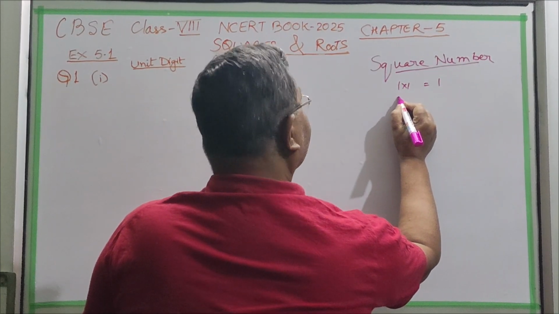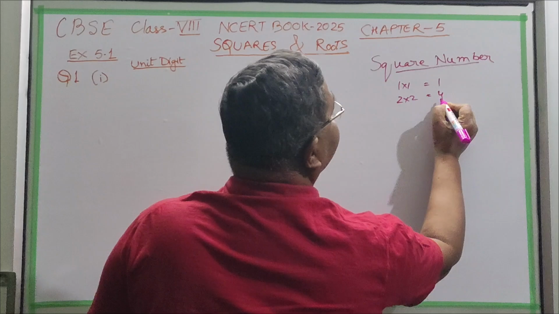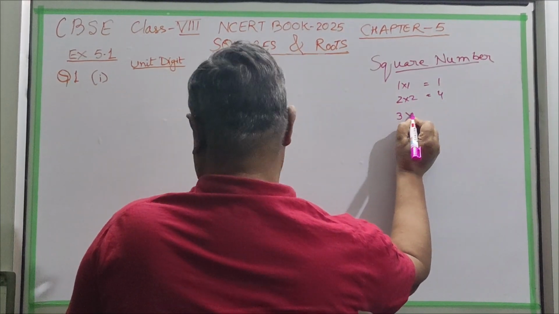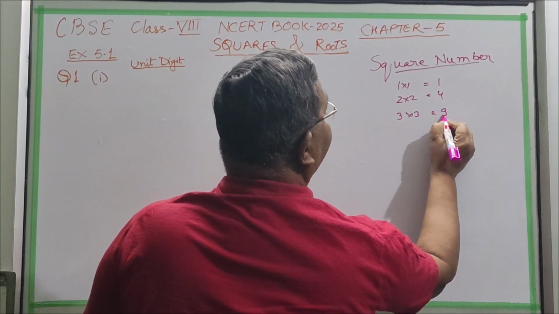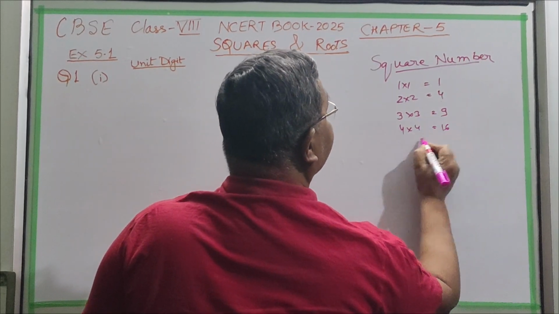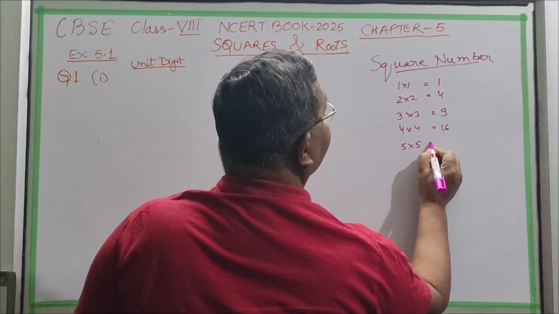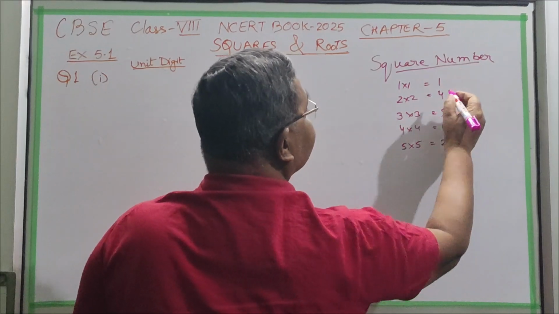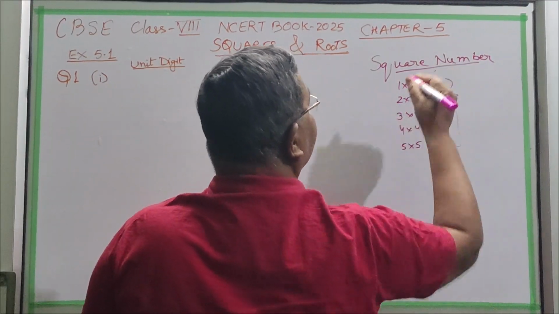1 is a square number. Then 2 into 2 is 4, it is a square number. Then 3 into 3 equal to 9. 4 into 4 is equal to 16. 5 into 5, 25. Like these are your square numbers.